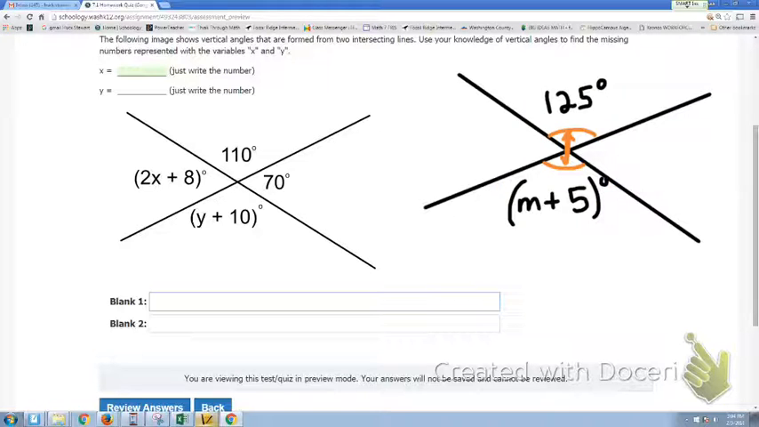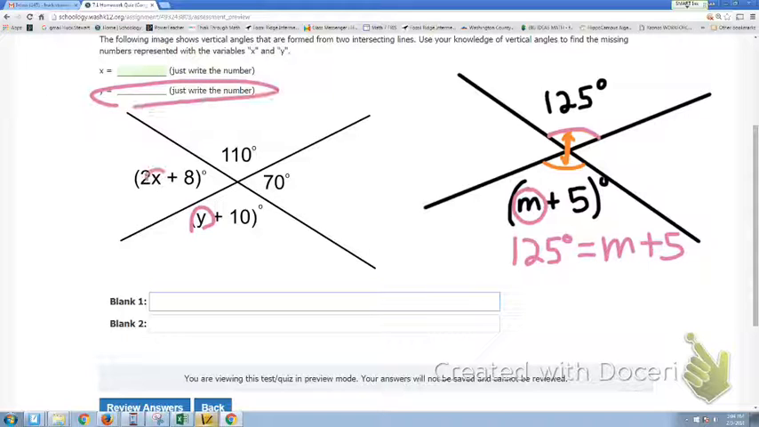So if I know that these are vertical angles, then we're going to use that to our advantage. That means that vertical angles are always congruent. So I'm going to write 125 degrees because that's how big this angle of measurement is. That's how big the arc is. 125 degrees is going to be congruent to m plus 5. Now, what this is asking us is to solve for the variable m. So over here, solve for y. What does y equal? And also solve for x. What does x equal? That's what these are asking, okay?